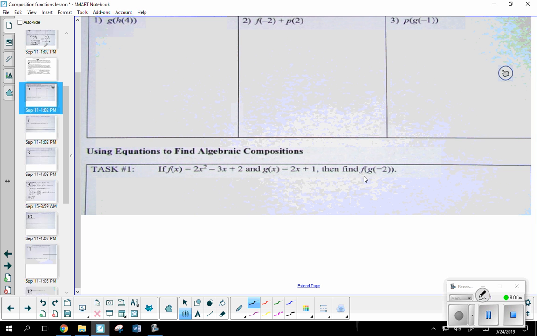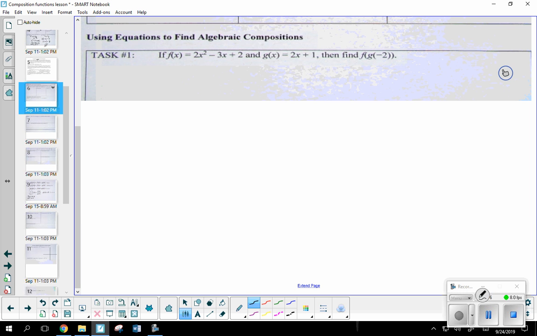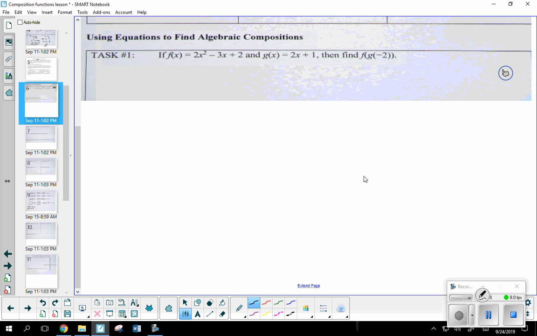You work your way from the inside out. And there were different ways to show this, like the notation. This is pretty common with the parentheses, but you could also use that little circle. Okay, so f composed with g of -2. We looked at it using tables, we looked at it with graphs, and currently we're on the functions themselves. Okay, so let's take a look at these 3 tasks, because I want you to see something. If function f is the quadratic 2x squared minus 3x plus 2, and g of x equals 2x plus 1, find f of g of -2.